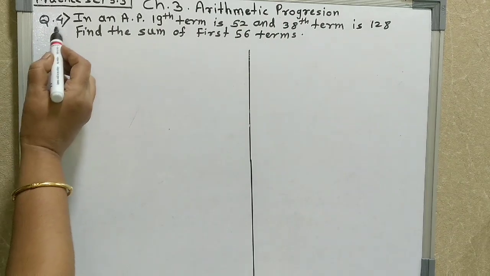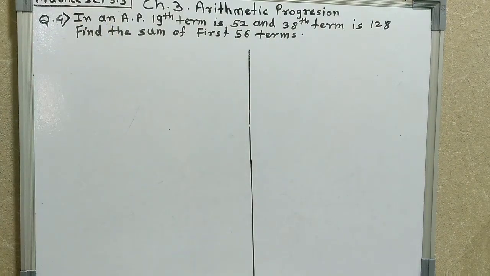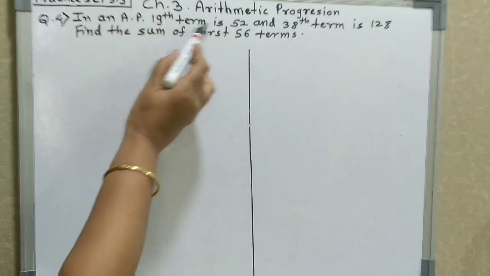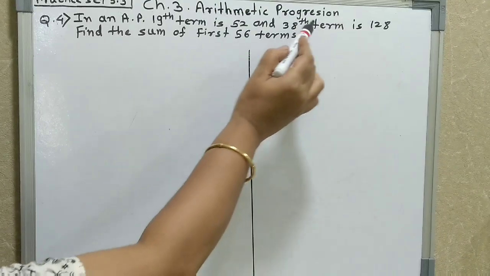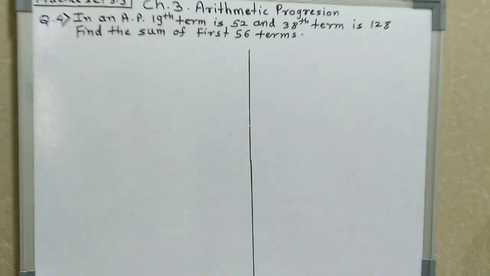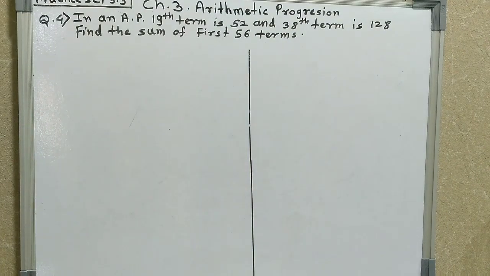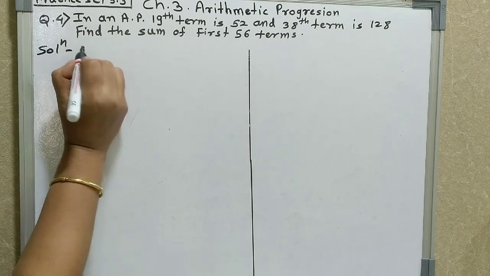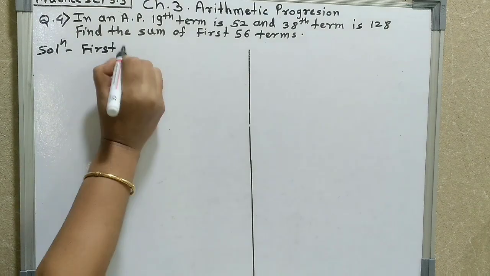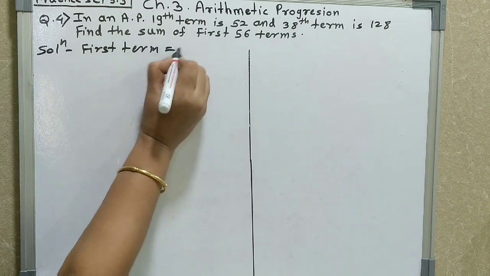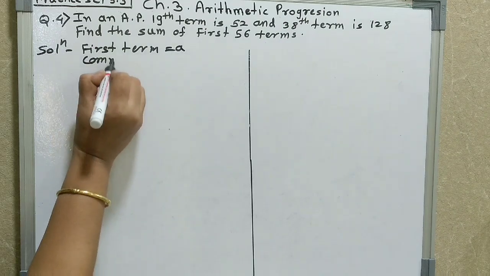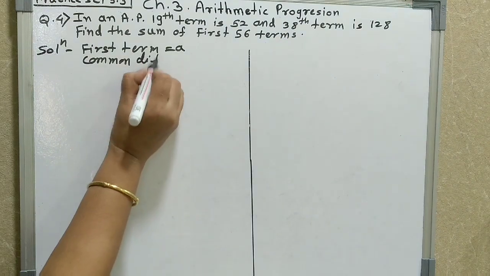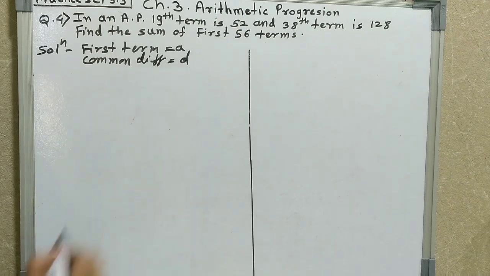We start question number 4 in practice set 3.3. In an AP, the 19th term is 52 and the 38th term is 128. Find the sum of the first 56 terms. In this example, let the first term be A and the common difference be D. So we write the solution: first term is equal to A, common difference is equal to D.